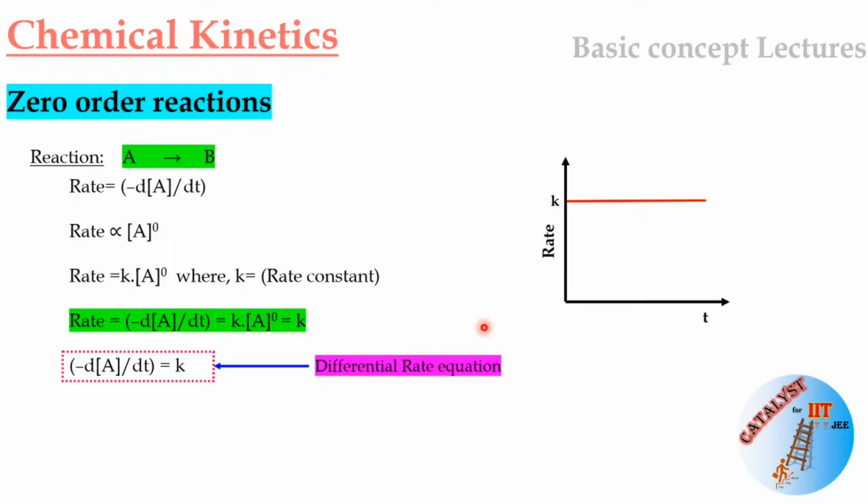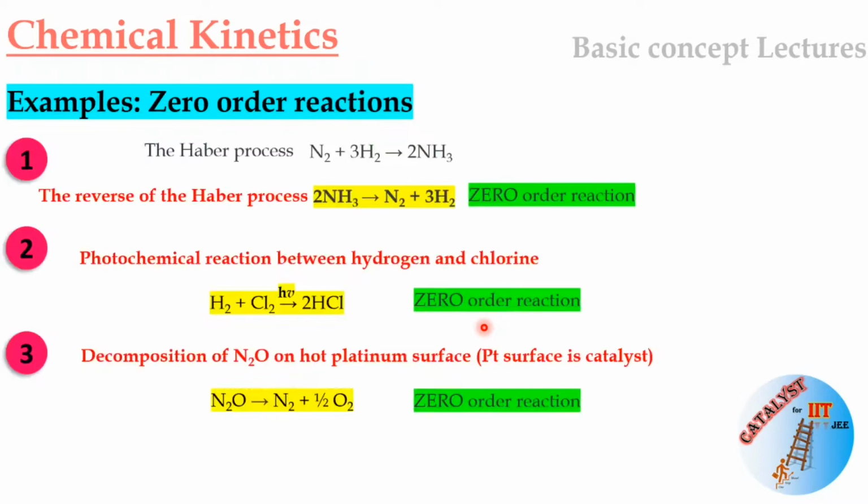Now let us look at some examples of these zero order reaction. You know Haber process, where from nitrogen and hydrogen you get ammonia, you produce ammonia. But the reverse of this Haber process, where you get nitrogen and hydrogen from ammonia, is an example of zero order reaction.